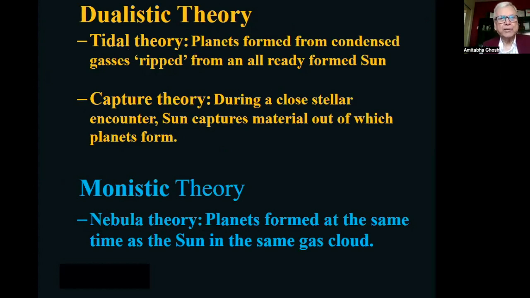One is the tidal theory: planets formed from the condensed gases ripped from an already formed sun. And one is the capture theory: during a close stellar encounter, the sun captures material out of which the planets form.